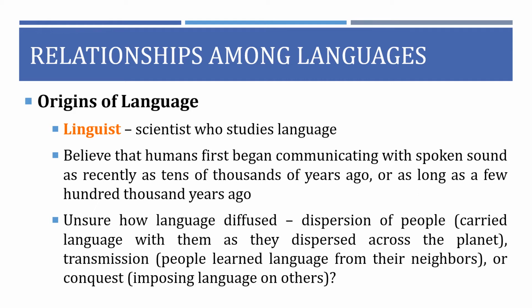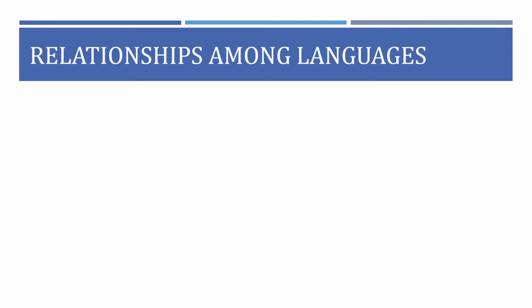So, unsure how the language diffused: the dispersion of people, which carried that language with them as they dispersed across the planet; also transmission, people learned language from their neighbors; and conquest, this imposing language on others, is how we get the current distribution of language around the world.